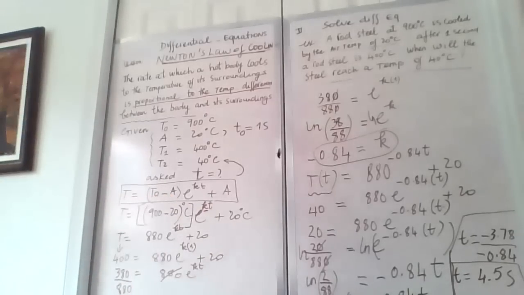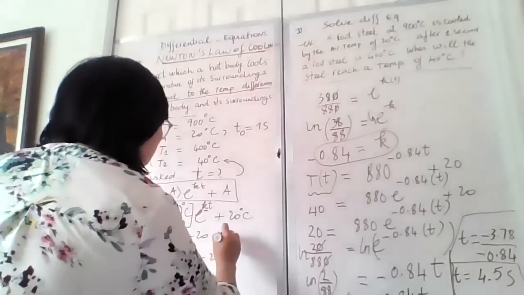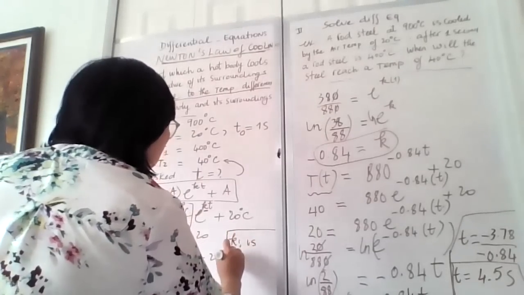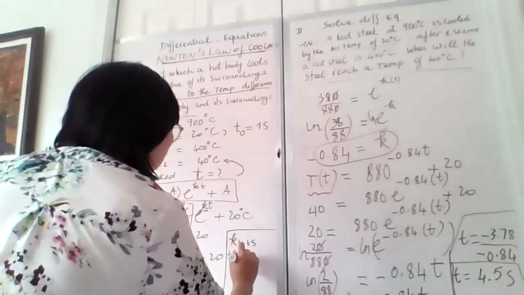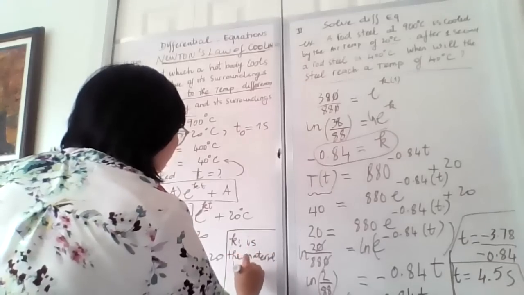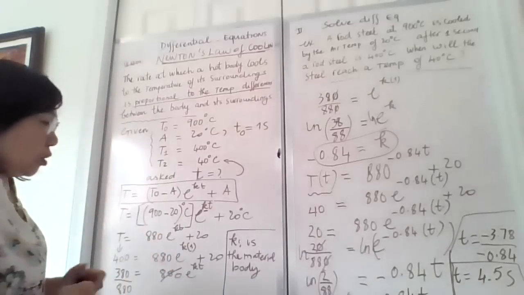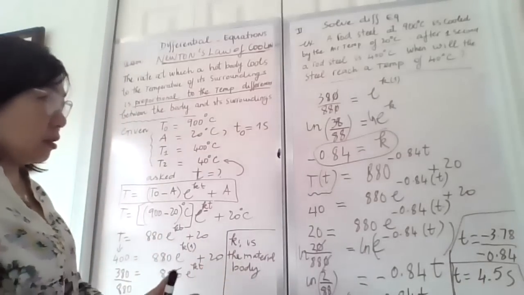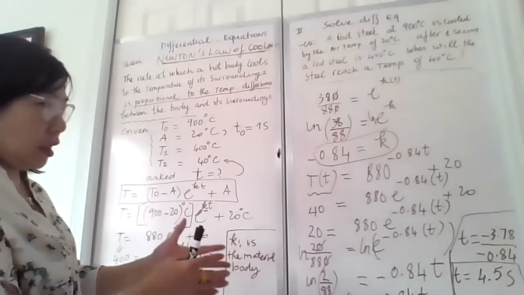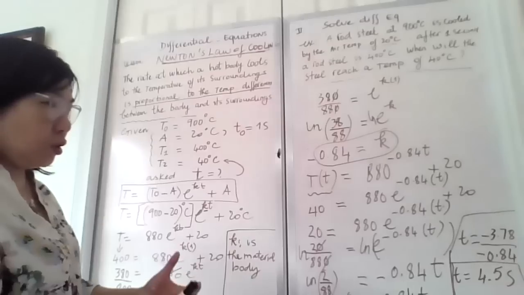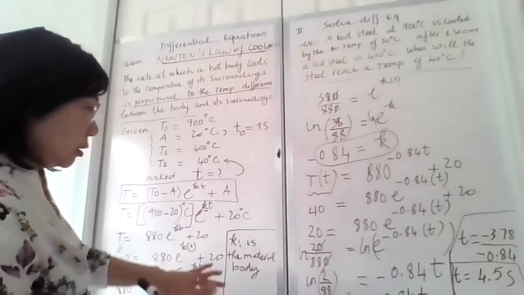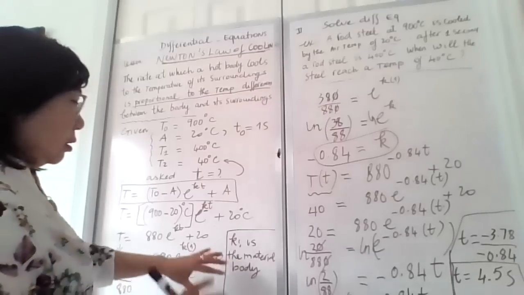Now, how do we call the K? Let me define. The K here is the material body. Now, if your material body is a steel, then of course it absorbs the temperature a lot quicker, right? It transfers heat a lot quicker.